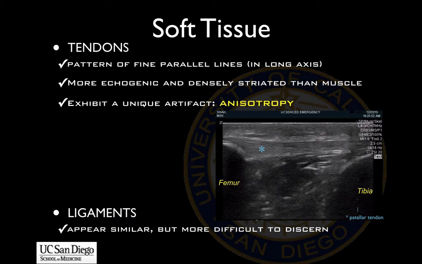Tendons normally appear hyperechoic and fibrillar on ultrasound. Like muscle, they have a striated appearance. However, tendons appear much more densely striated than a muscle would, as illustrated by the patellar tendon in this diagram. A normal tendon may demonstrate the phenomenon of anisotropy, which we will further discuss in a minute.